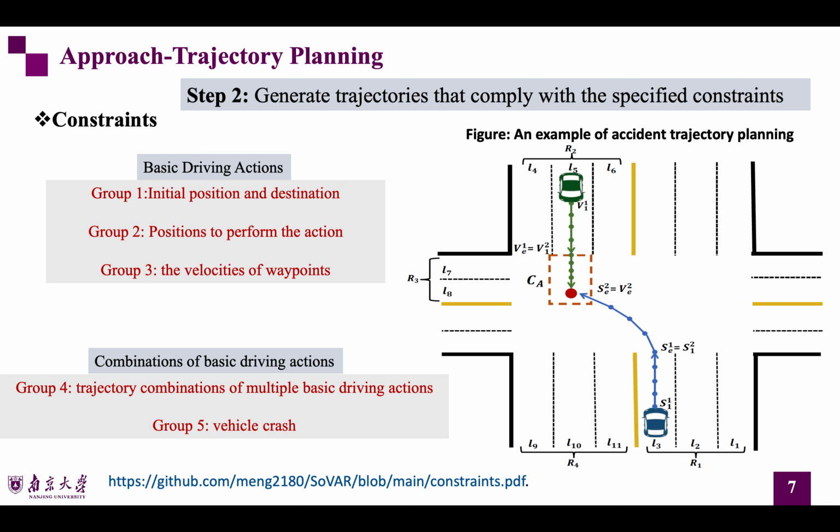A blue vehicle is observed traveling northbound in lane L3, making a left turn under the circular green signal, while the green vehicle is traveling south in lane L5. During the blue vehicle's left turn, its front collided with the front of the green vehicle. This example can be described by 5 groups of constraints. All constraints can be found in our open source link.